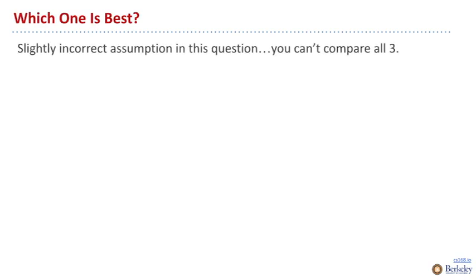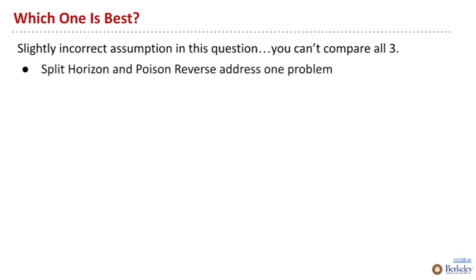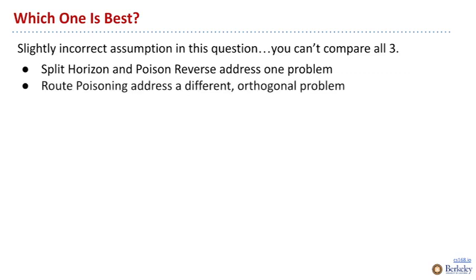The other question I see people asking is which one is best? And I think there are different tiers to this question. Some people are asking which combo is best, but others are asking actually of the three, which one is the best? And I think it's a slightly incorrect assumption when you ask that, because you can't compare all three. Split horizon and poison reverse address one problem. Route poisoning is addressing a different, orthogonal problem. And so maybe the better question is what combination of them is best?